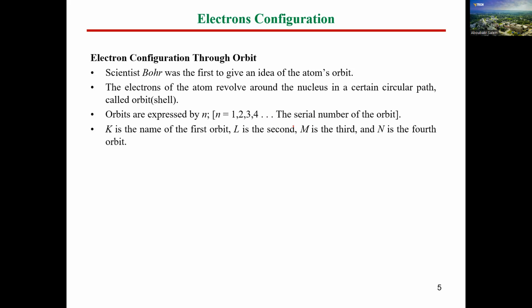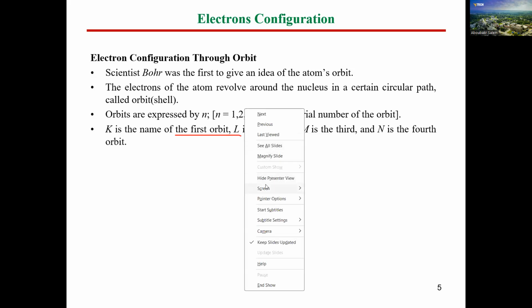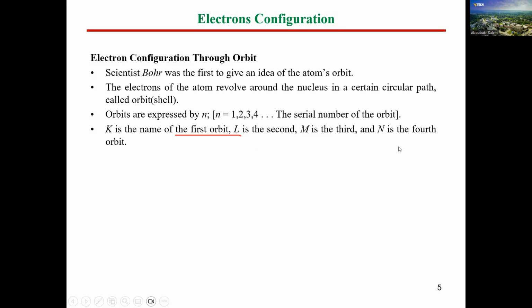And also, Bohr gave them letter names. It's not only numbers. So he gave the name of letter K for the first orbit, letter L for the second orbit, and M and N for the third and the fourth orbit.